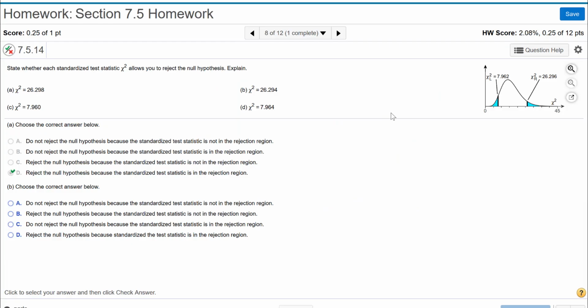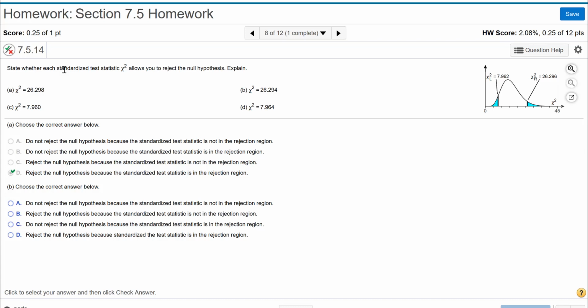All right, the next one up for grabs is this one right here. So 7.5 now deals with irregular or normally distributed sets. And so we look at chi-squared. Is that what we're looking at?